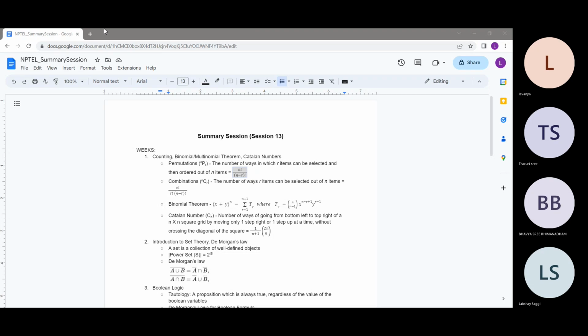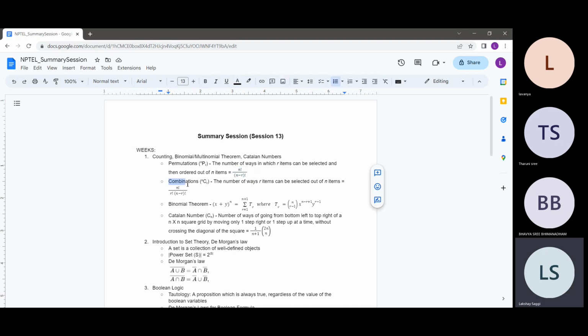Similarly, another thing is combinations, which are denoted by NCR. We generally pronounce it as N choose R. What this denotes is the number of ways in which R items can be selected out of N items. Note that in combinations we just select R items out of N items. This is given by the formula n factorial by r factorial times n minus r factorial.